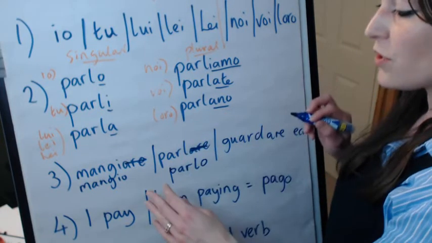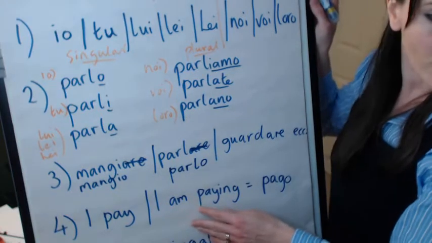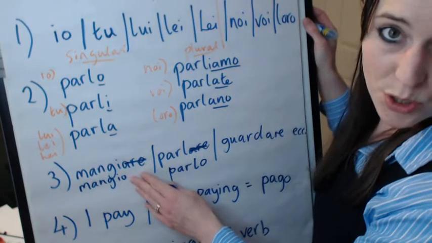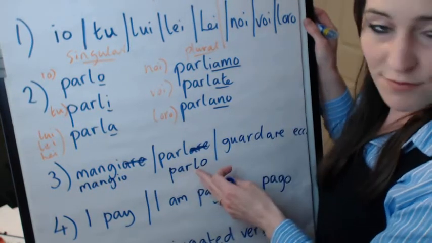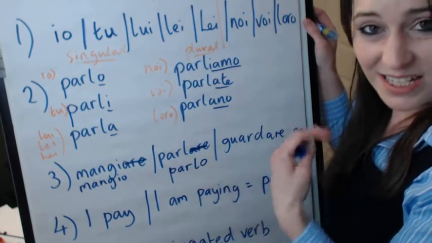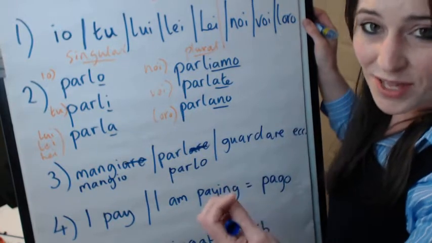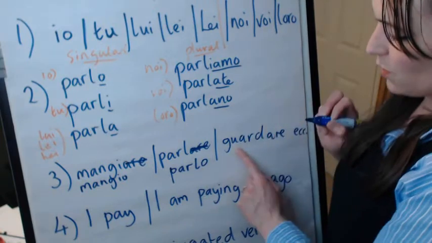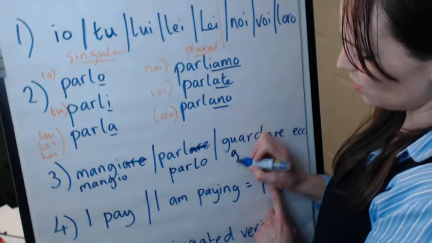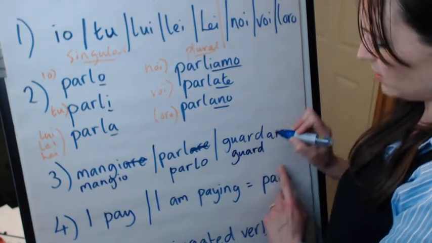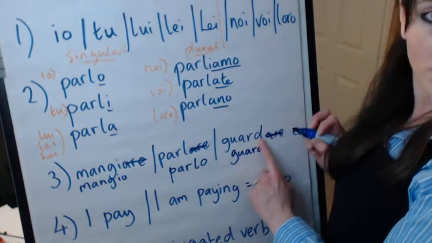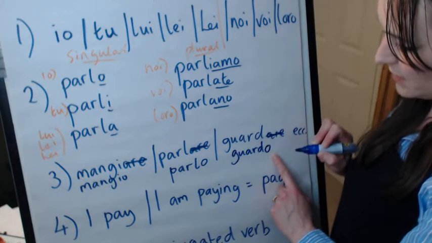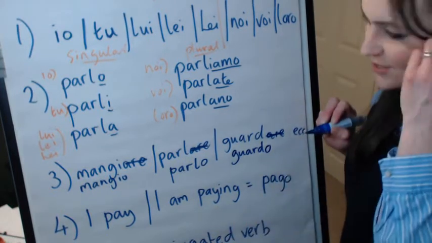So here you've got something we're going to come on to in point four, but there are several ways you can translate mangio into English, and several ways you can translate parlo into English. It depends on the context, and what follows it. So we'll come on to that. Guardare changes to guard, take the ending off, and it leaves you with the stem or the root of the verb, and then you put an O at the end. Okay, so that's how you do that.